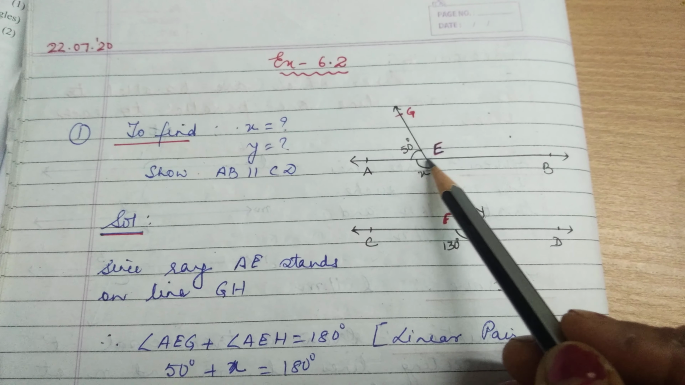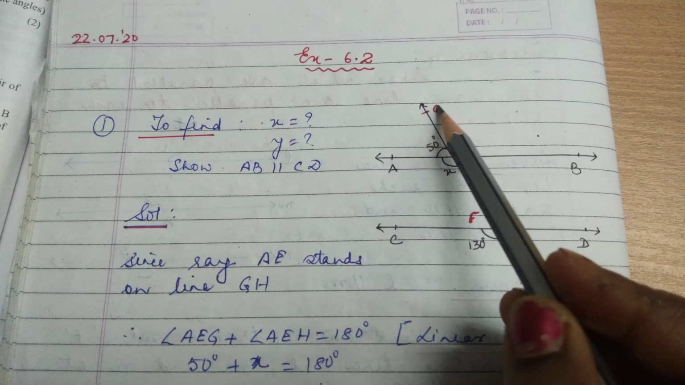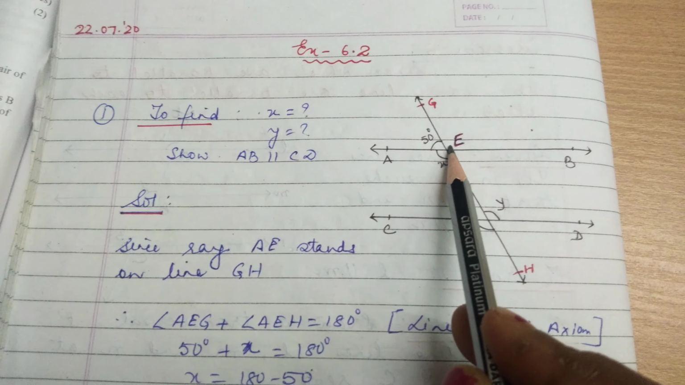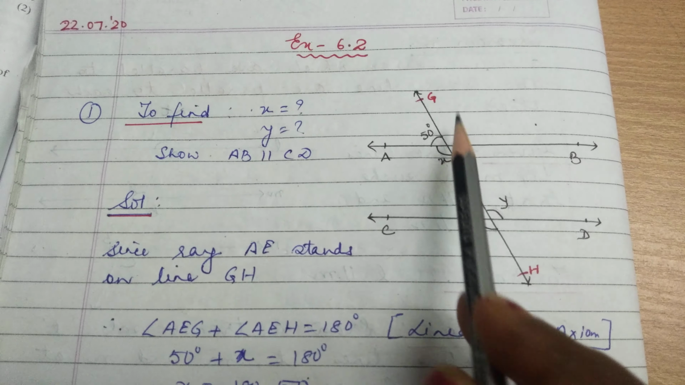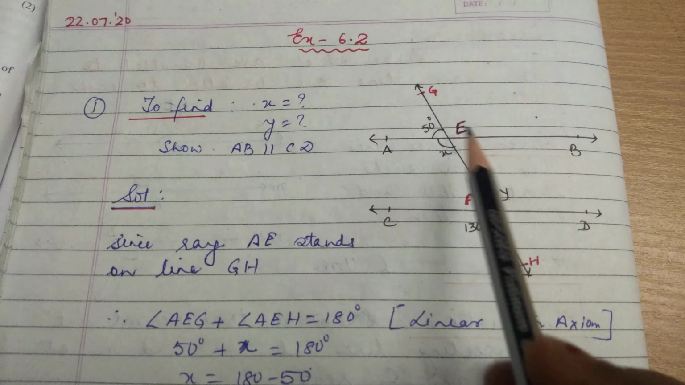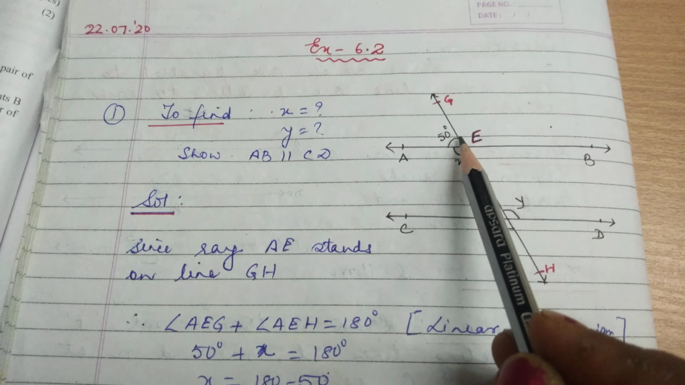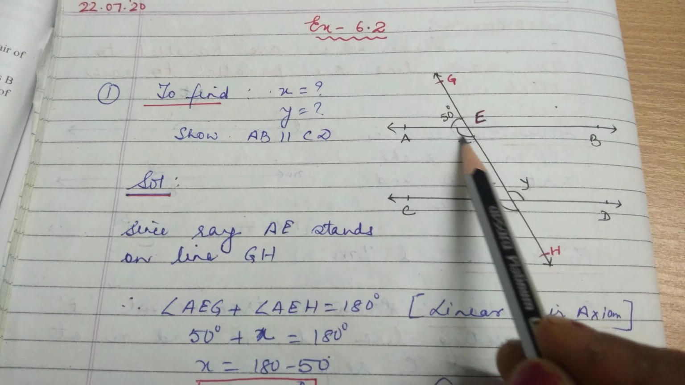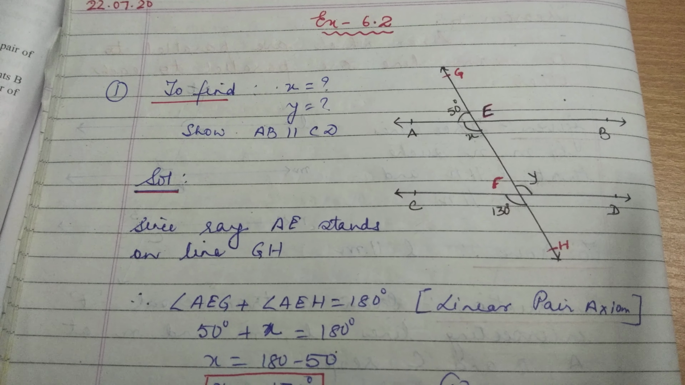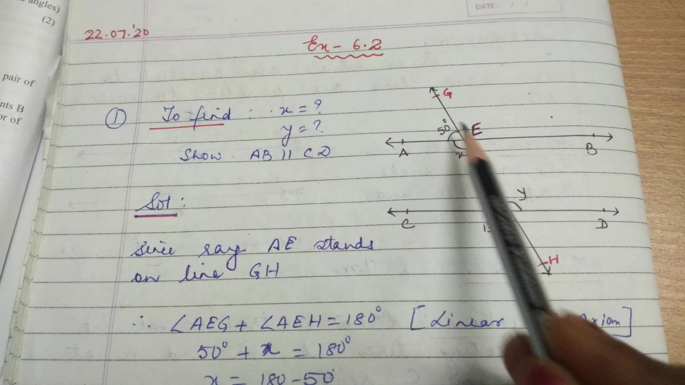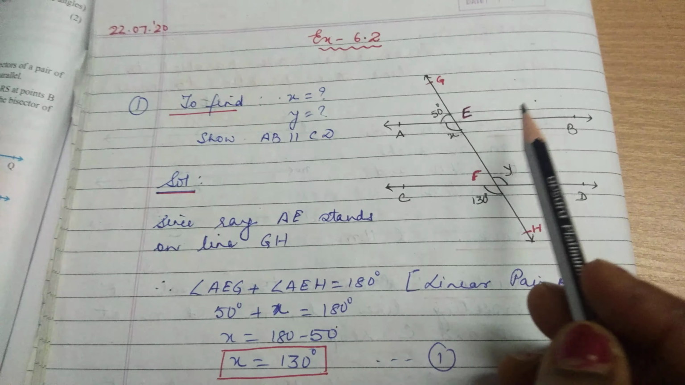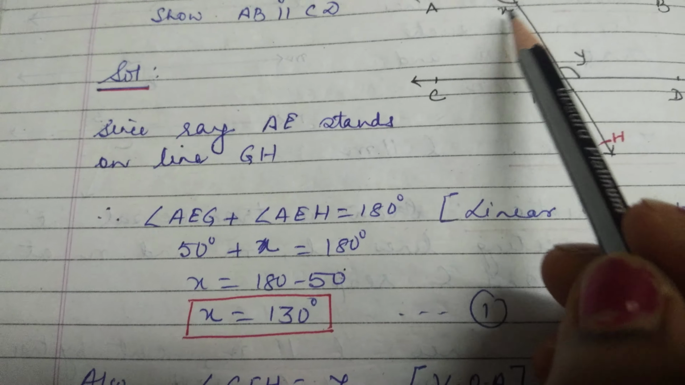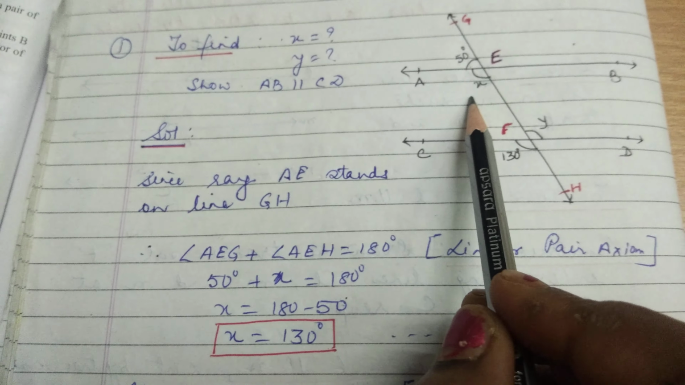Suppose I have given the names here as E, a transversal as GH, and over here as F. Now since ray EA stands on line GH, therefore angle AEG plus angle AEH, means this angle, will be equal to 180 degree by linear pair axiom. So if 50 plus x is equal to 180 degree, so what will be x equal to? It will be equal to 180 minus 50, that is 130 degree.